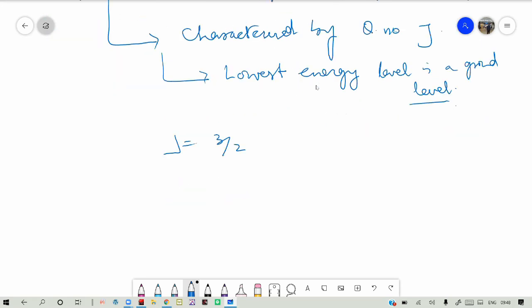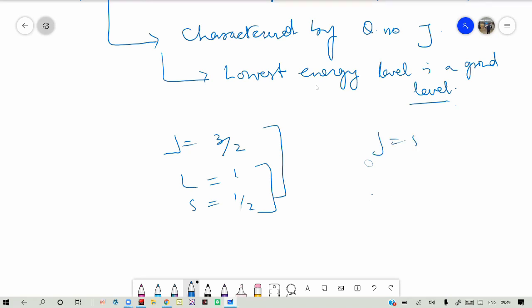What does it mean? You can have different possible combinations of this. So L equal to 1, S equal to 1 by 2, that is 1 plus 1 by 2 is 3 by 2. You can have different combinations. For example, L is equal to 0, S is equal to 3 by 2. Is that possible? No. So this is one state.